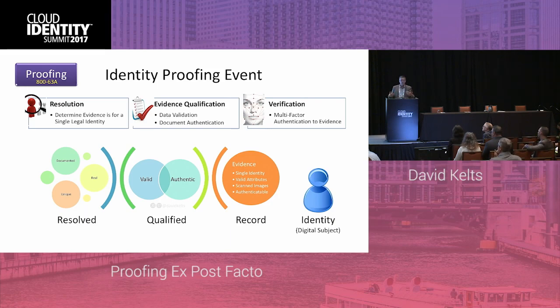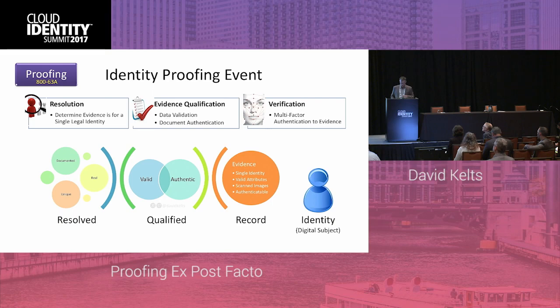Then you have what I call evidence qualification. So you're gathering documentation from this user who may be standing in front of you, and you're trying to both authenticate the documents that you have. You want to know that they're real, that they're genuine, that they're unaltered, and then you're also trying to validate the data that you're pulling off of these documents or that you're getting from the user.